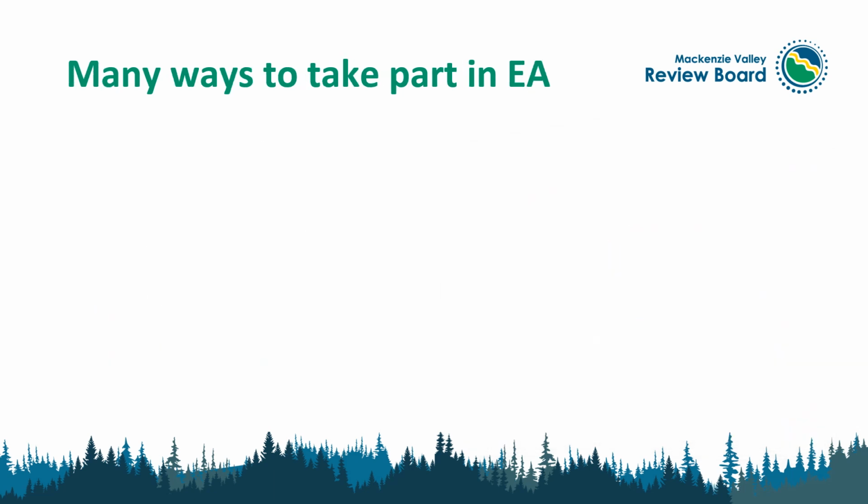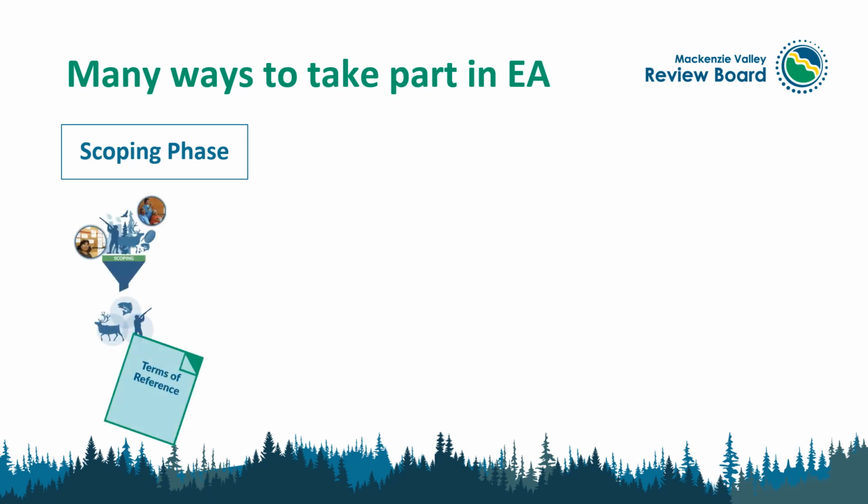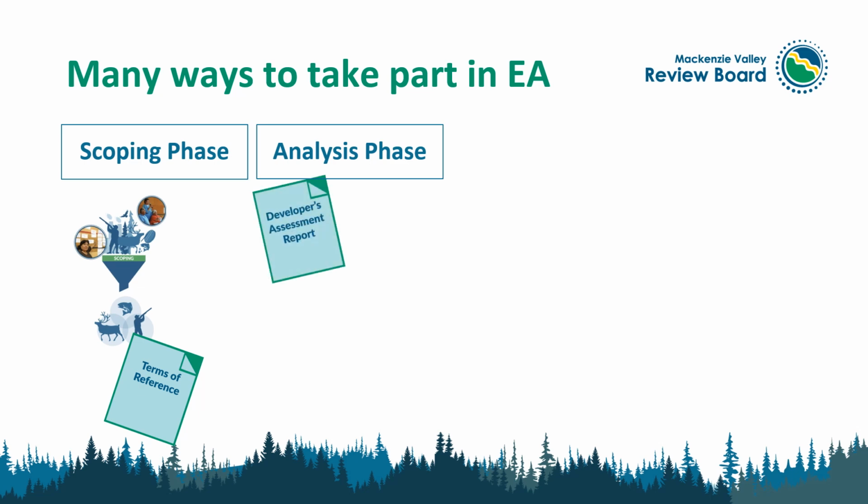There are many ways to take part in an EA. During the scoping phase, you can help prioritize issues to focus on during public meetings and in writing. In the analysis phase, you can ask the developer questions and work together in technical meetings to improve impact predictions, propose mitigations to avoid impacts, and resolve issues. During community meetings, you can share traditional knowledge and present traditional land use information about the project area.